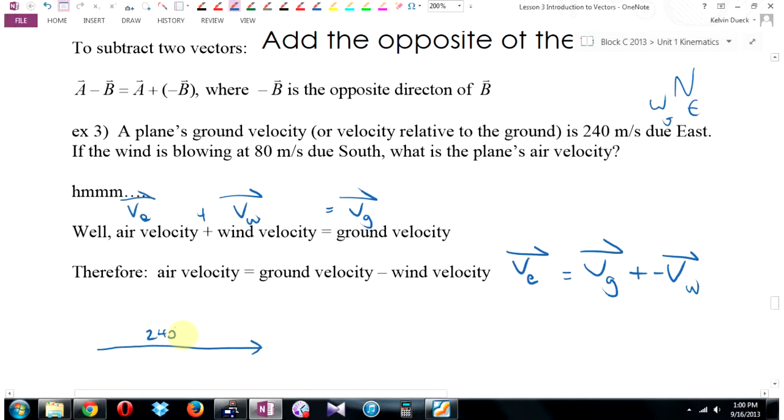What's the wind velocity, Michael? Magnitude and direction. 80 meters per second. Oh, what's negative the wind velocity then? Magnitude and direction. 80 meters per second north.